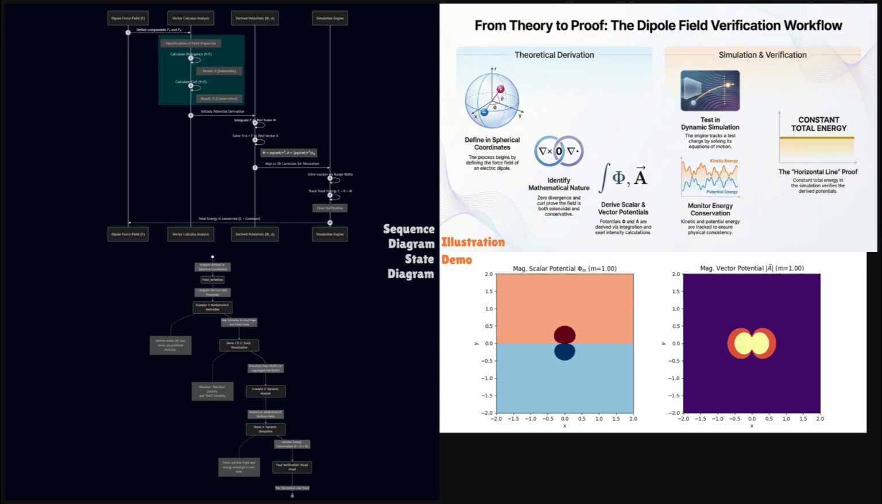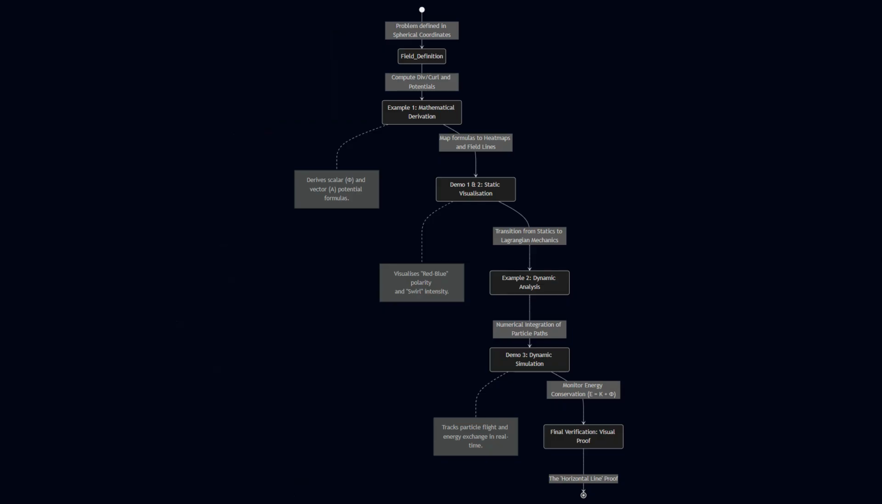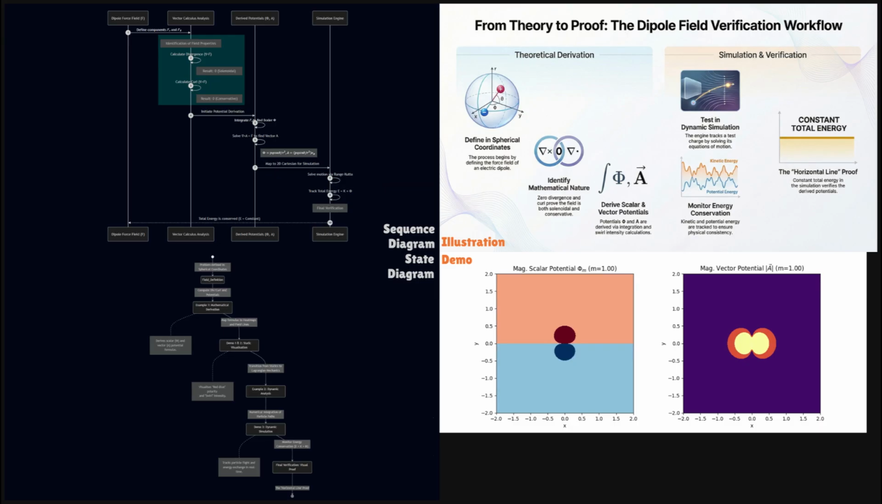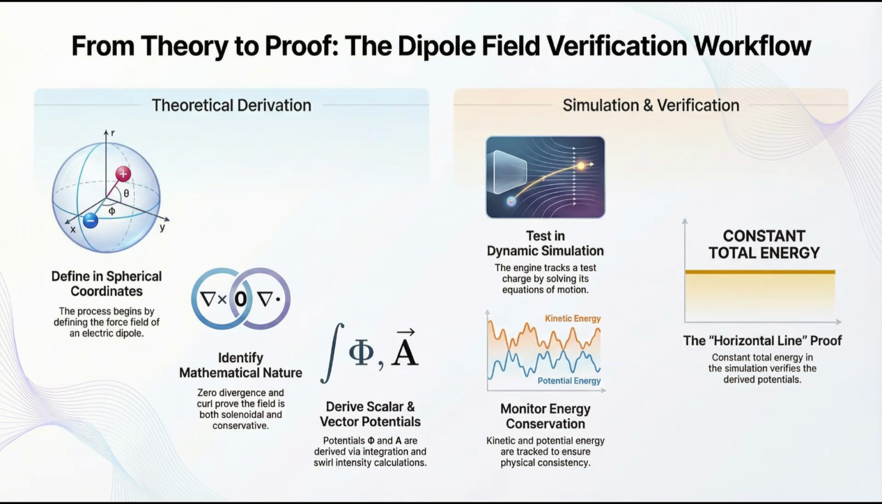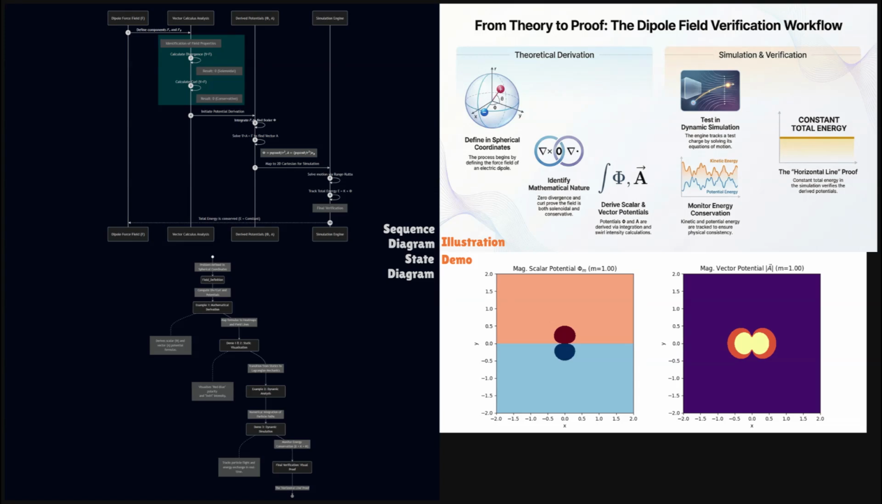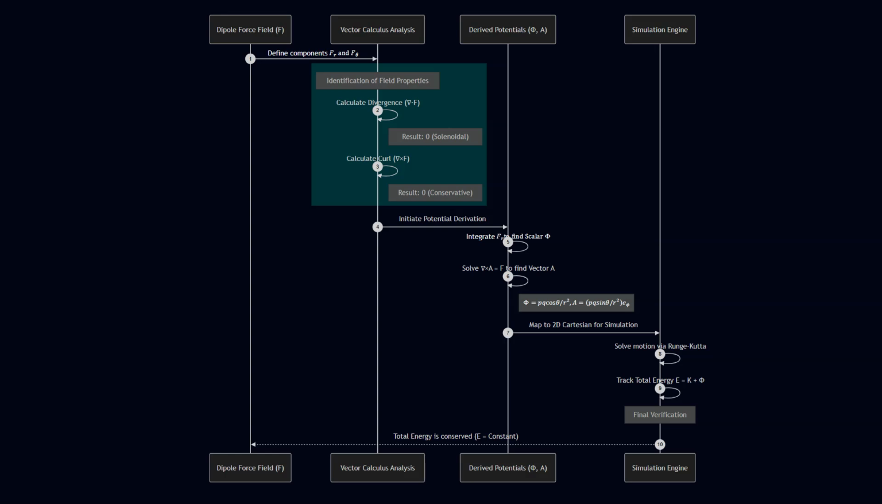The conceptual evolution. The state diagram. The state diagram illustrates the user's journey from initial curiosity to ultimate proof. It shows how each visual demo and mathematical example builds upon the previous one. This diagram tracks the progression from a simple physical feel for the charges to rigorous calculation, then to static heat maps, and finally to dynamic simulations.